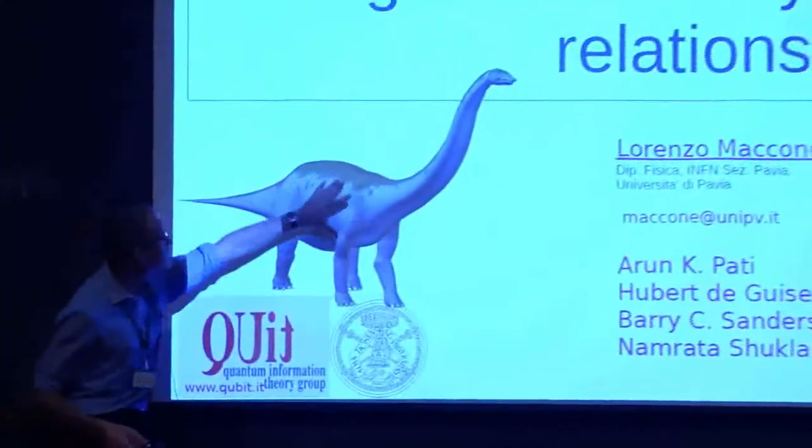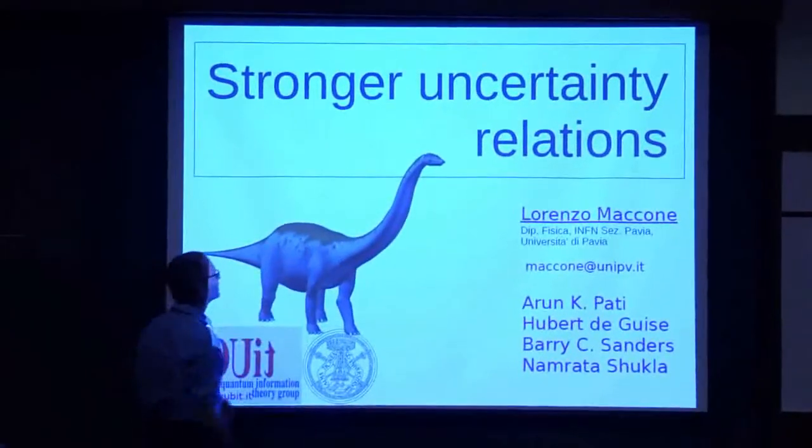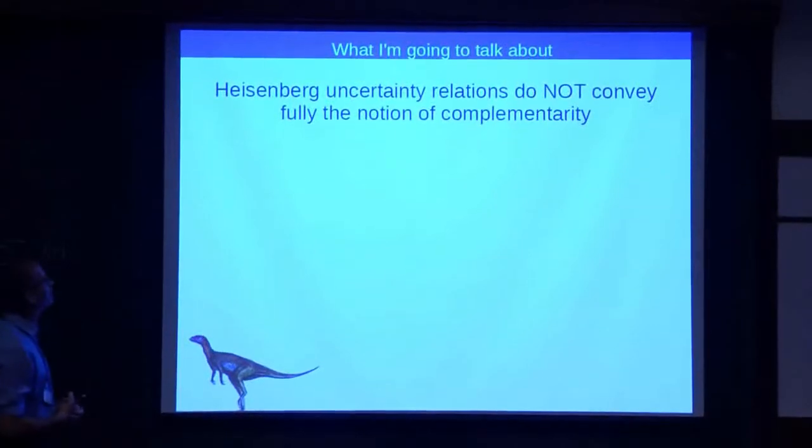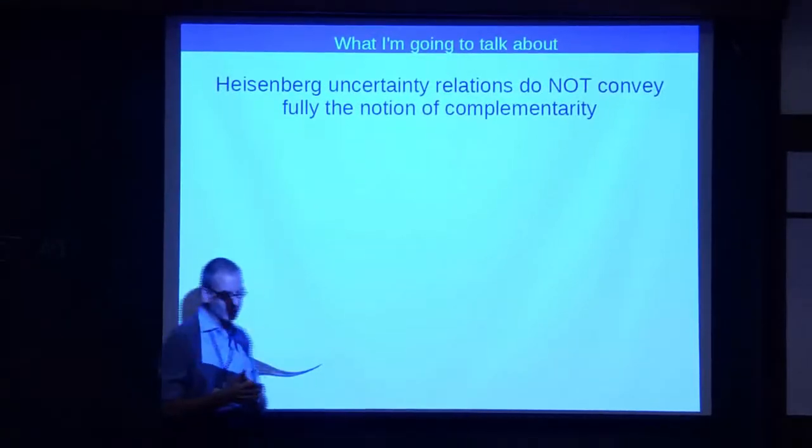See, they look like uncertainty relation products. So this is like a Gaussian, you see? So what am I going to talk about? I'm going to talk about uncertainty relations.